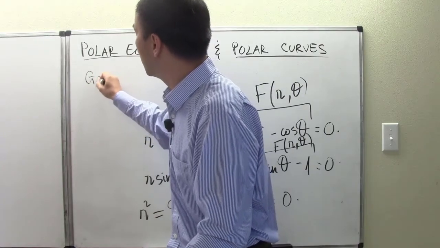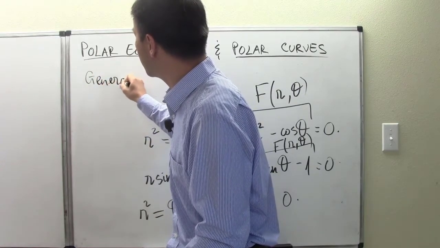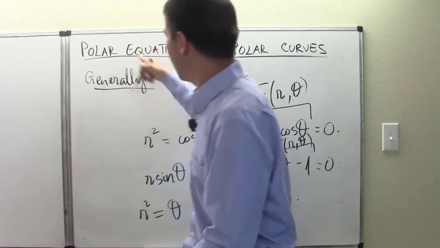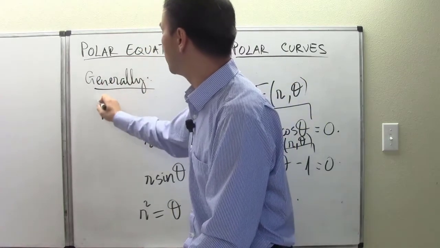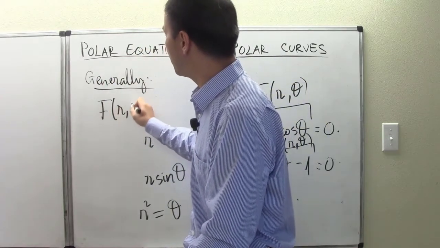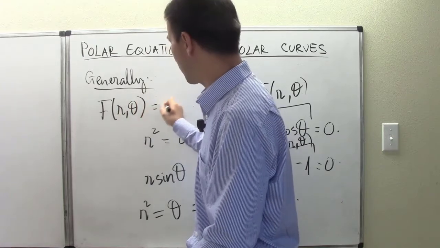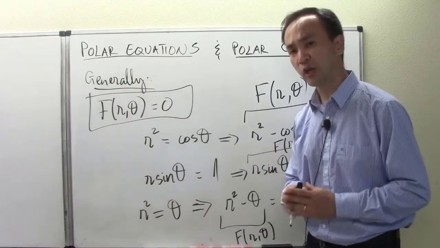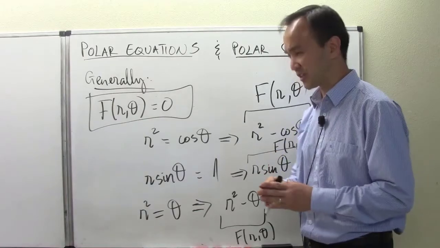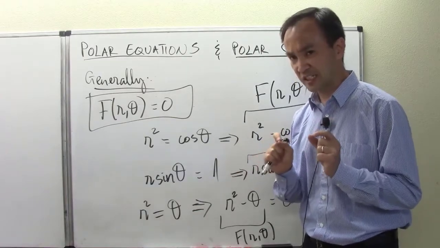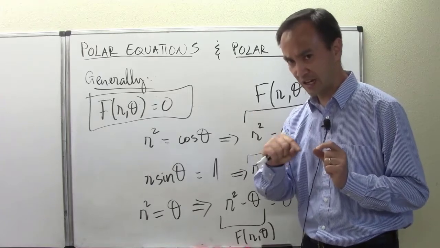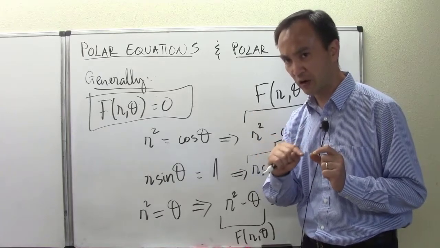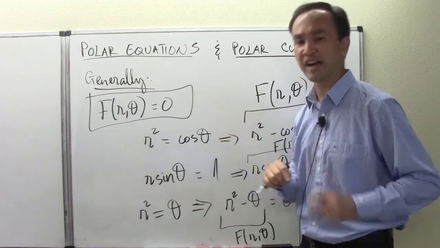Okay, so generally, any polar equation is in the form of some function of two variables, r and theta, equals 0. That's the more general form of any polar equation. Of course, there are other precise details that I left out in my verbal explanation in this video lecture, but you can always find them in any standard calculus textbook.